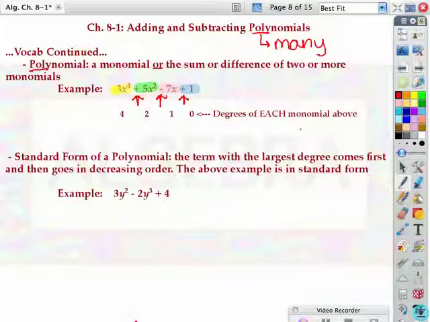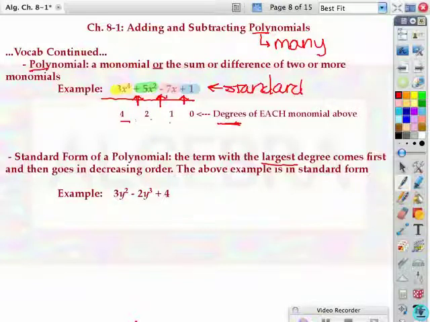And then this is just another example of using the degrees and how they apply. 4, because that's the exponent, and so on. To have standard form of a polynomial, so this again, polynomial, all right, up here, this is your polynomial. To have it in standard, the largest degree comes first and then decreases, so put it in order. So this one is already in standard form up here, because it goes 4, 2, 1, 0. All right? So even though there isn't a 3 exponent, it's in decreasing order.